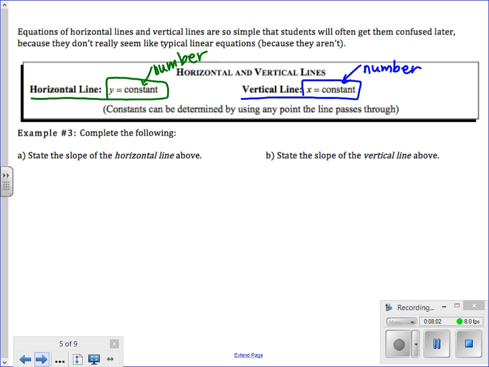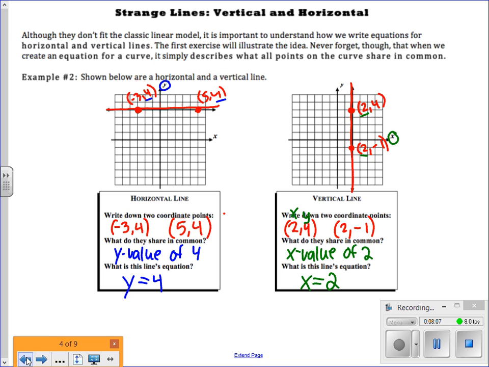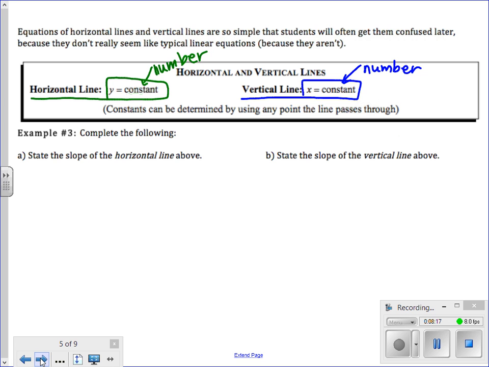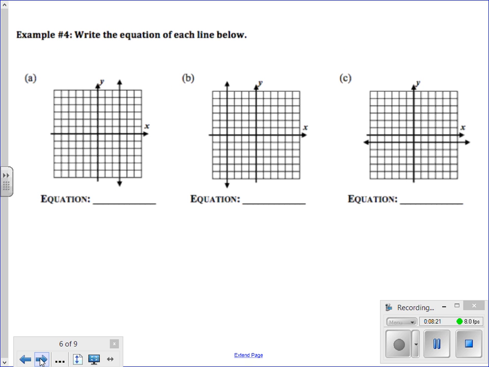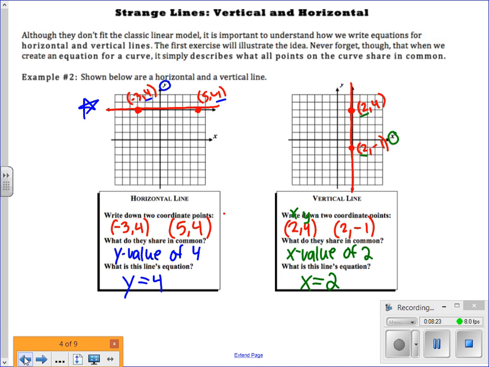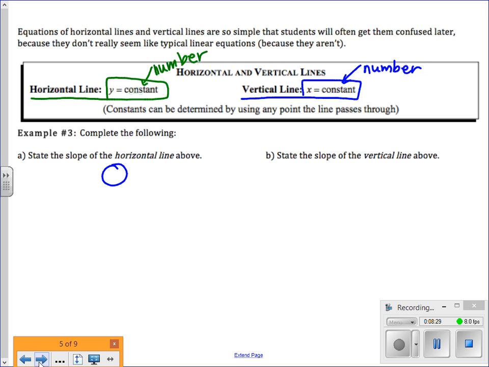Now let's try to review what we did in lesson 1. State the slope of the horizontal line above. That's this graph on the left. When I had a graph that was horizontal, that wasn't going up or down, we said that slope was 0. When I looked at this vertical line that was going up and down, that slope was called undefined.